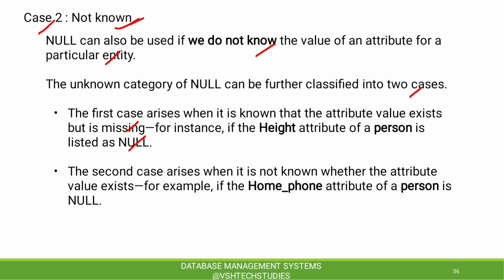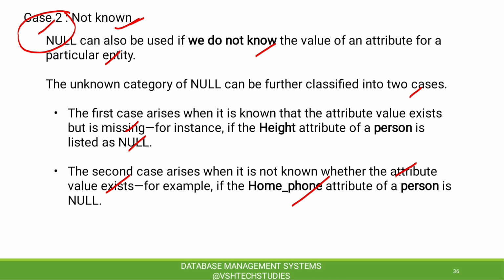The second case, not known, is whether the attribute value exists or not; that we don't know. For example, for the attribute home phone, if you have to fill the value in the table, whether that person has a home phone, yes or no, we don't know. So in that case, the value of the attribute home phone is filled as null. So this is case 2 of null.